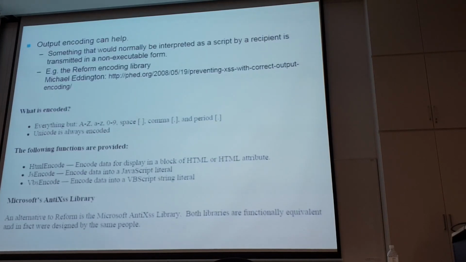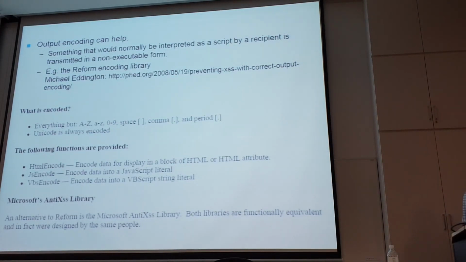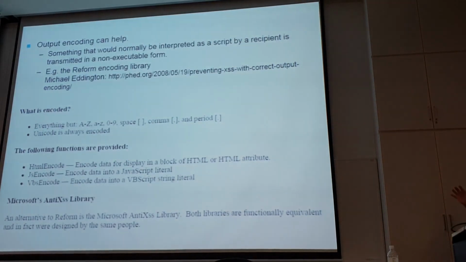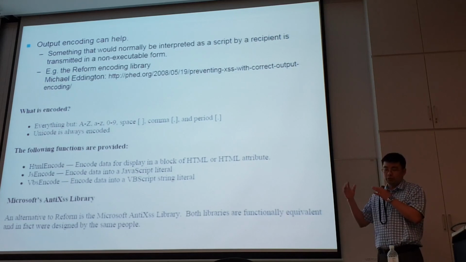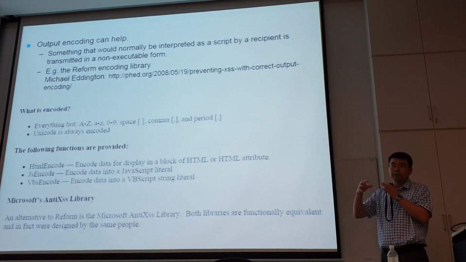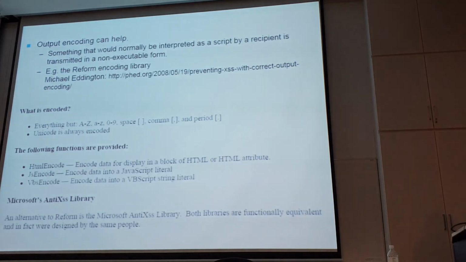On the other hand, we can also use encoding to prevent this kind of attack. The idea is you encode everything except the normal characters. For example, you only leave the normal A to Z, 0 to 9, and some other characters unencoded. But for everything else, you encode it. Then when someone tries to read the data, the encoded data will be decoded back to the original format. However, now it will be treated as a character instead of a command.